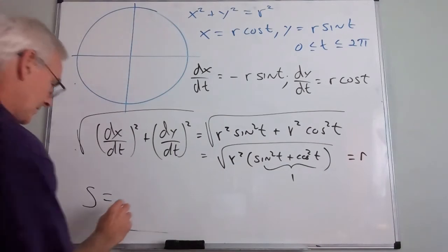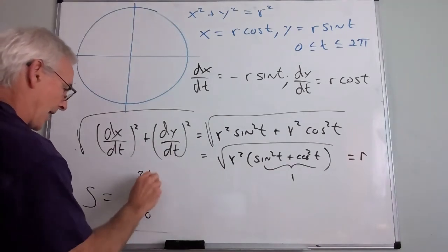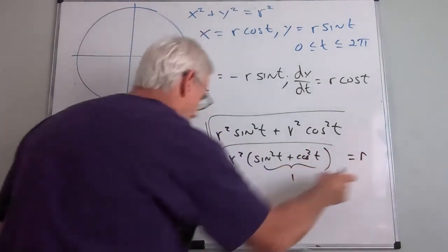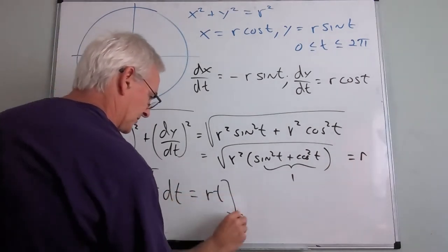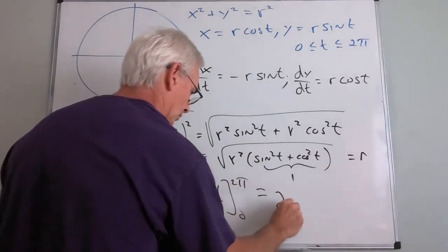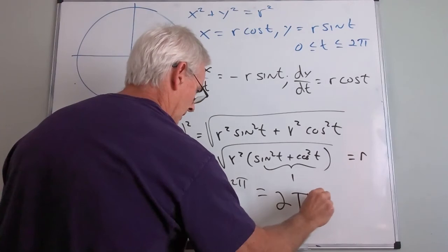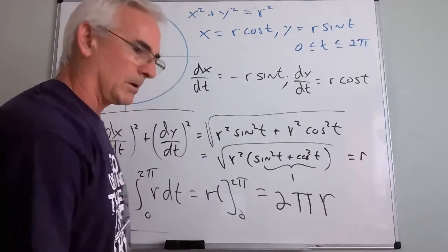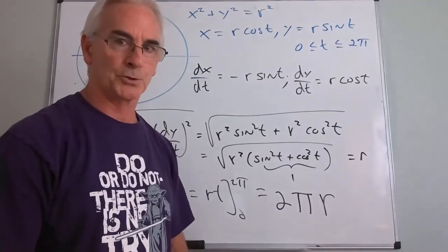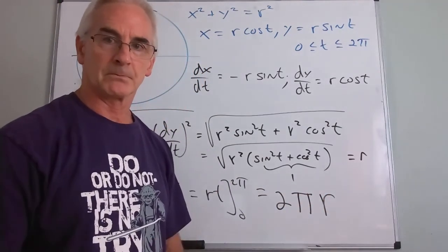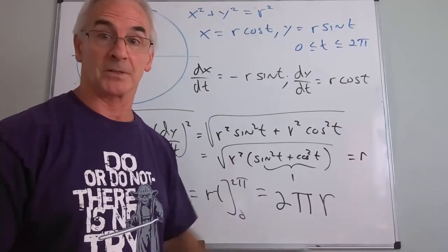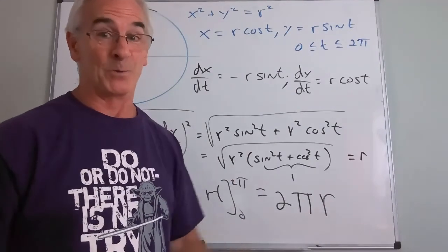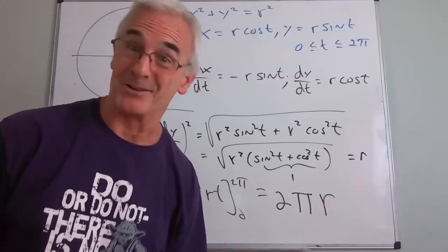Okay, so what do we got? We have the integral from 0 to 2 pi of r dt, which is rt from 0 to 2 pi, which is 2 pi r. Oh my gosh, there it is. That's it. That's how you get the circumference of a circle. We just did it. You were told it before. Now you know where it came from.